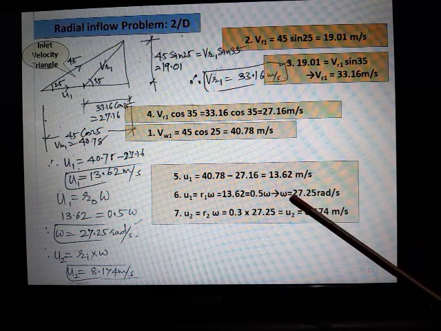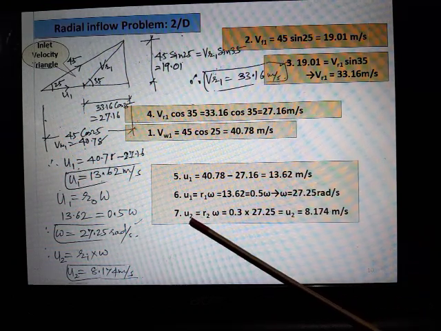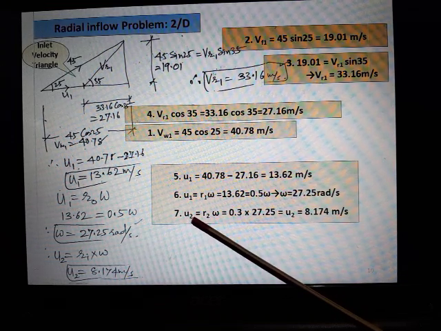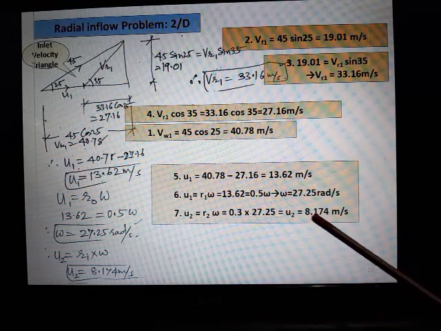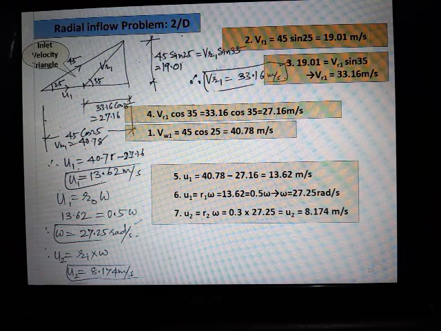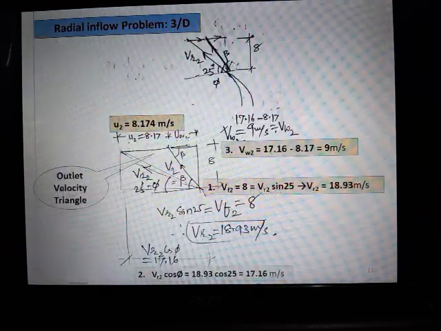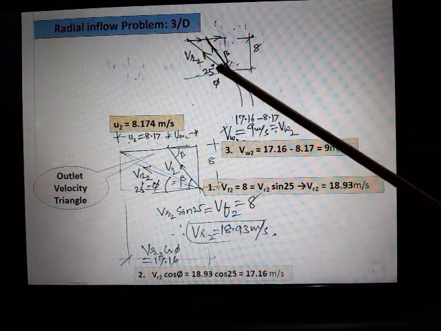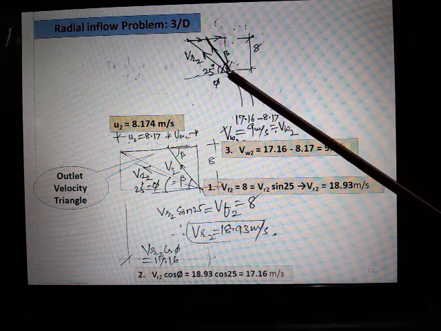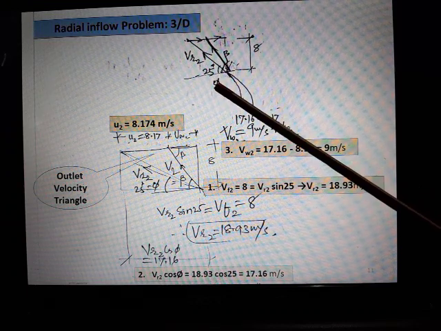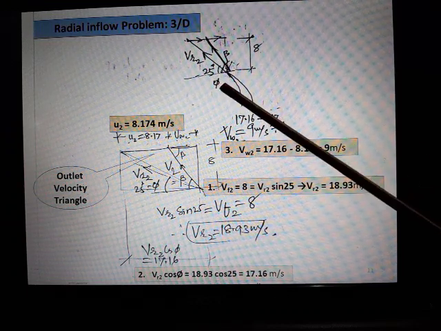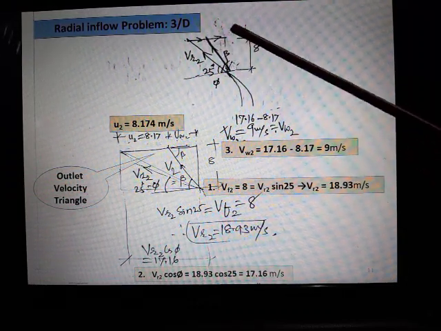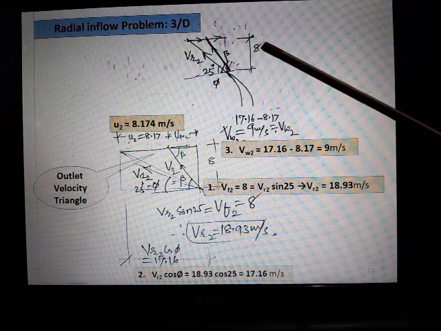Now once I know omega and then I know R2 also, I can calculate U2. So U2, velocity of the vane at the outlet, is R2 omega, it's 8.174 meter per second. Now this is outlet velocity triangle. This was the rough sketch put in the beginning. So what is given here is VR2 is making an angle of phi 25 degrees. So this is U2 and this becomes V2. This V2 has got a vertical component as 8.